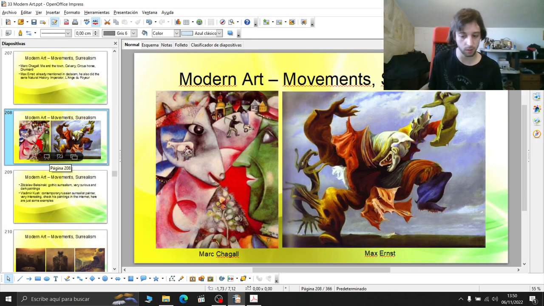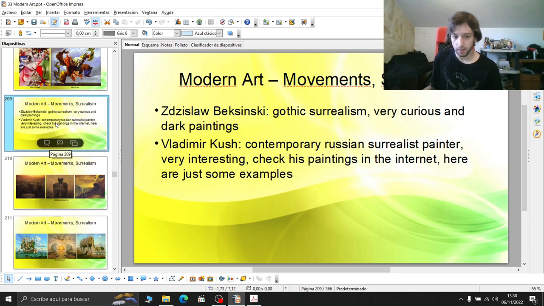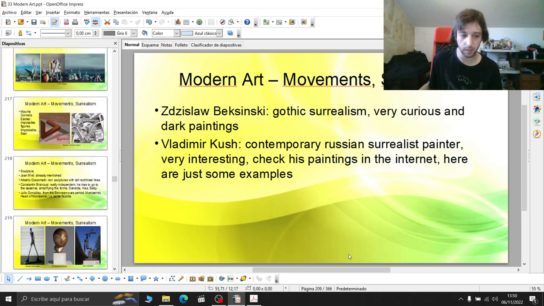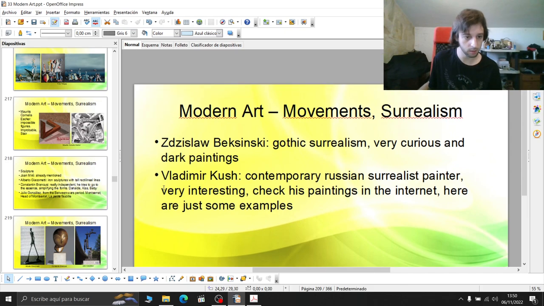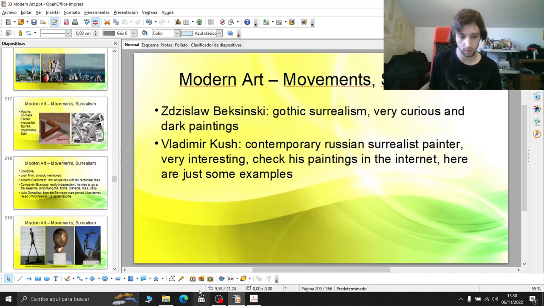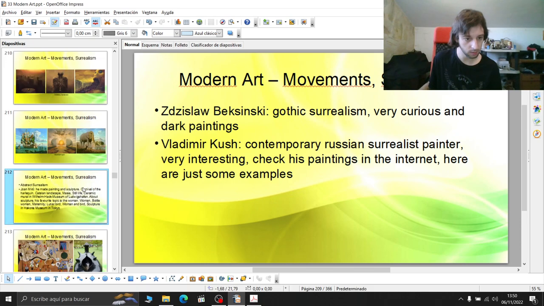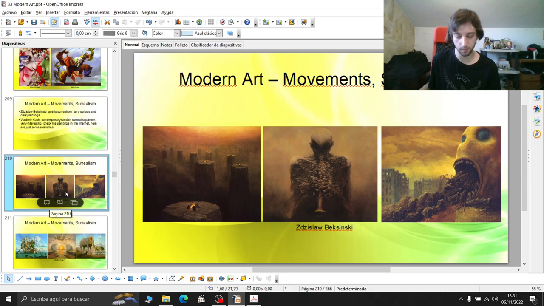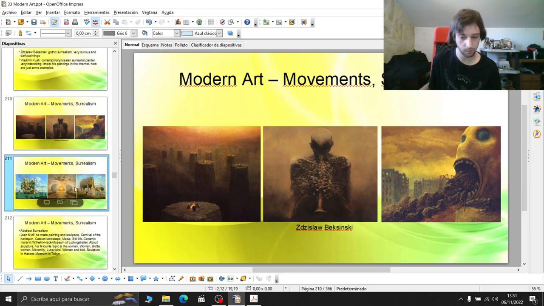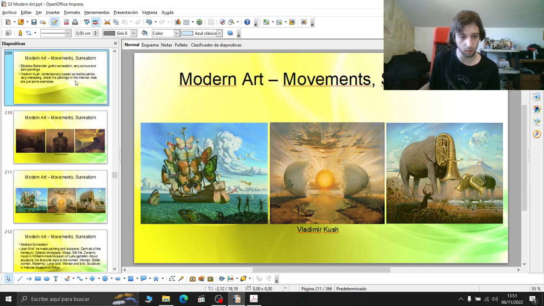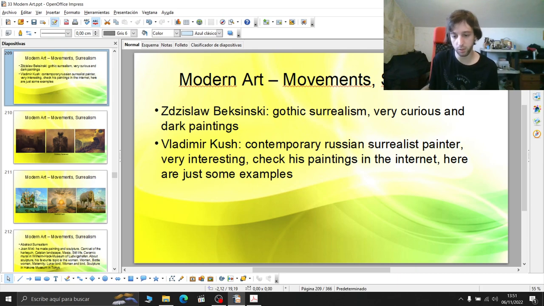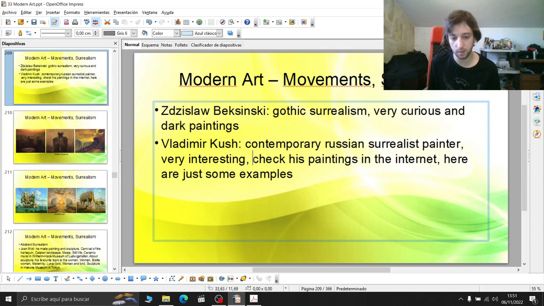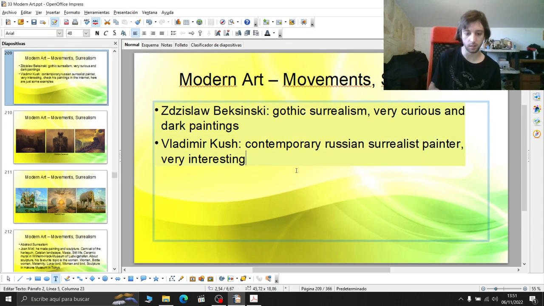So I'm here with Max Ernst. Zdzisław Beksinski, Gothic Surrealism, very curious and dark paintings. Here you see. And then Vladimir Kush, just another one. Contemporary Russian surrealist painter. Very interesting.